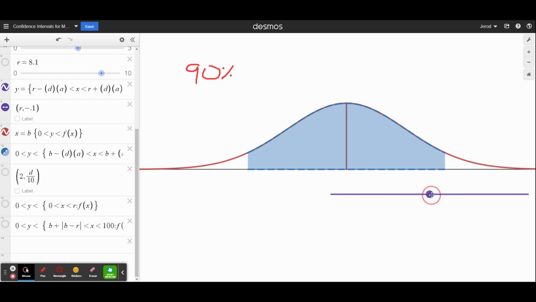And you can see that anytime our sample falls within the blue area, we capture that true proportion here. That's the middle of the distribution. If we happen to fall outside that blue area, our confidence interval misses that true proportion.